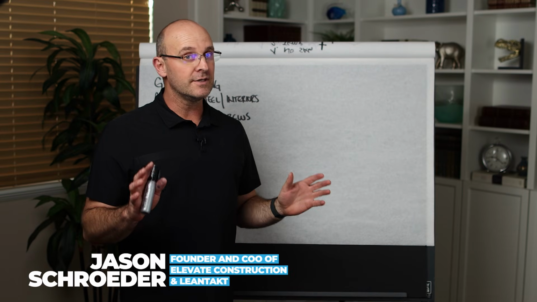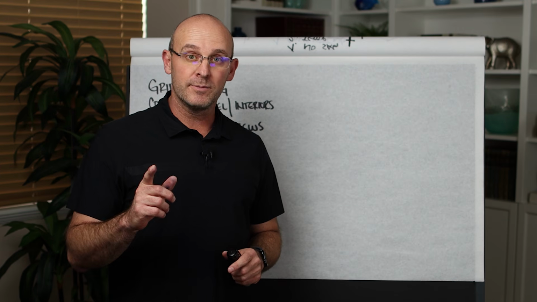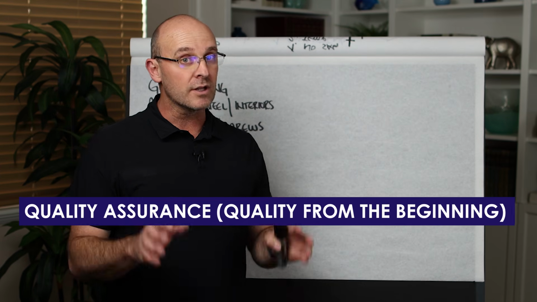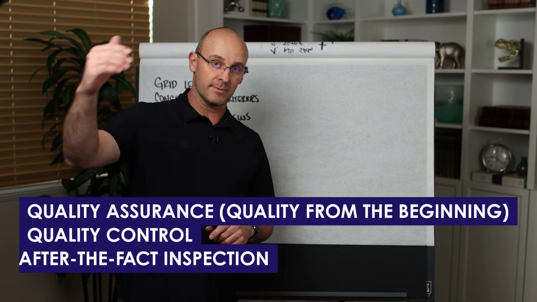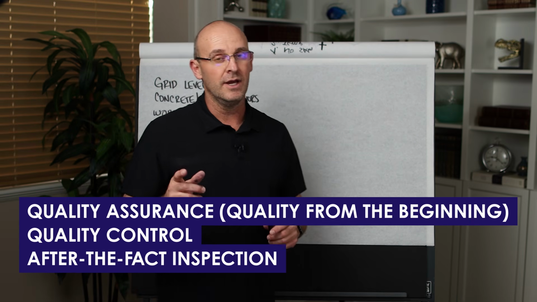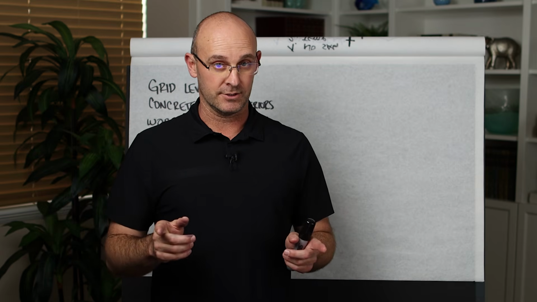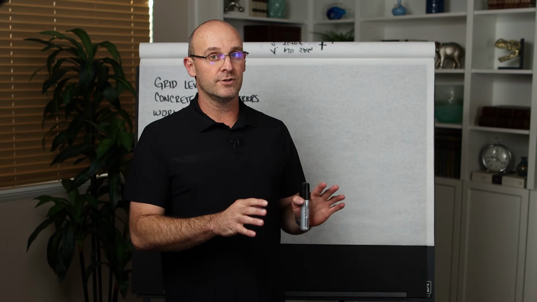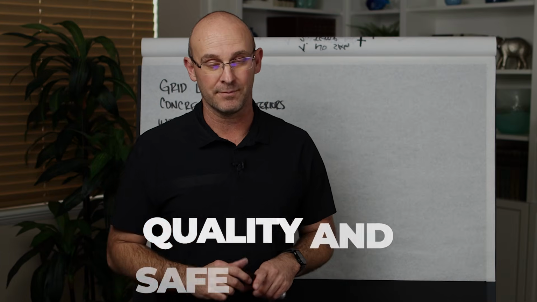There are a lot of different things that a field engineer will do throughout the building to really maintain quality assurance, meaning quality from the beginning, and some quality control, some after the fact inspection. Although I do want to make sure that we're on point that safety and quality are what we do. They're not secondary things, and we have to reduce our dependence on inspection and focus more on how we can do things in a quality and safe manner right the first time.